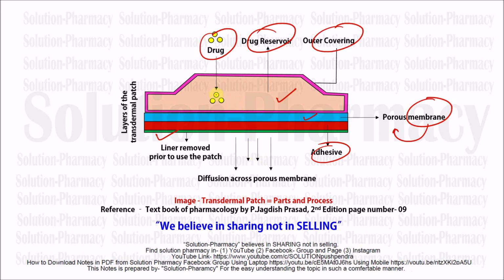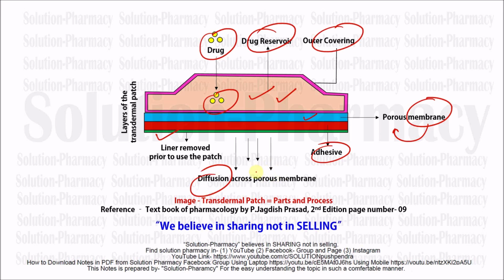Now this drug will start releasing. The drug will start diffusing. What is the meaning of diffusion? Diffusion is a process of movement of molecules from higher concentration towards lower concentration. So in this diagram, as you can see, in the drug reservoir the concentration of drug is higher as compared to the skin at which the patch is applied. So the drug will release from the higher concentration in the reservoir towards the low concentration of the affected skin. That is simply known as the diffusion of drug. So this was a simple explanation of the parts.